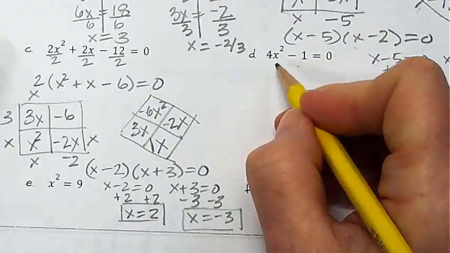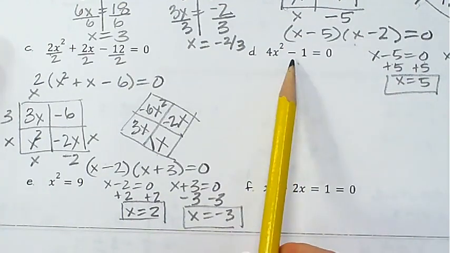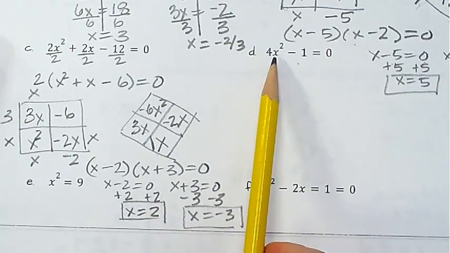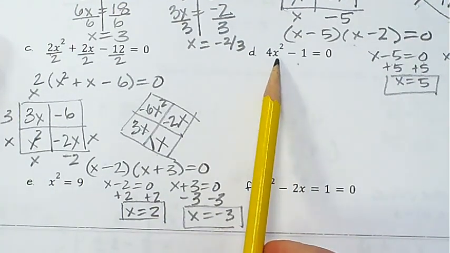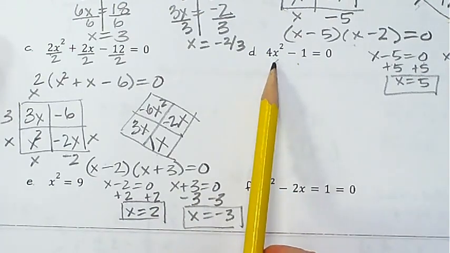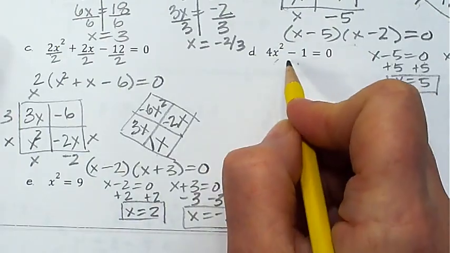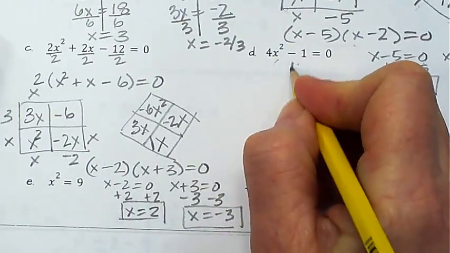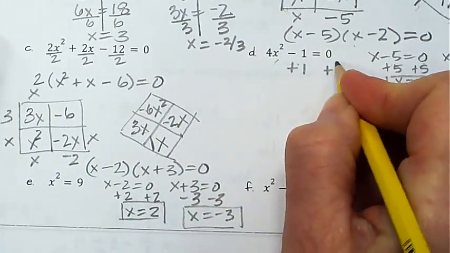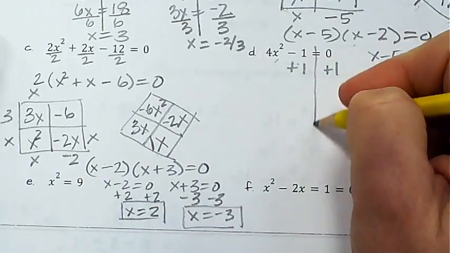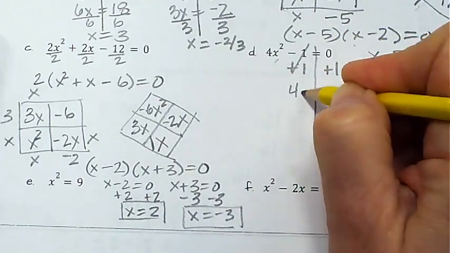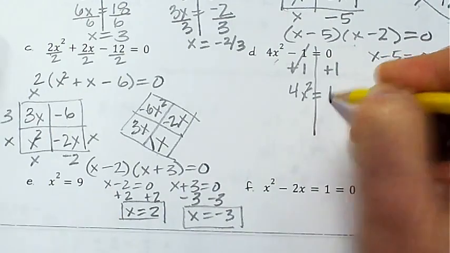The only time I can do this is if I just have an x squared term, or I just have an x term. In that case, it wouldn't be a quadratic. So I could add that 0x in here, but I'm going to just add 1 to both sides. So 4x squared equals 1, and then I'm going to divide both sides by 4.